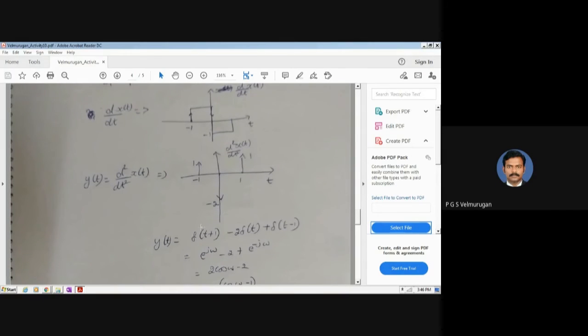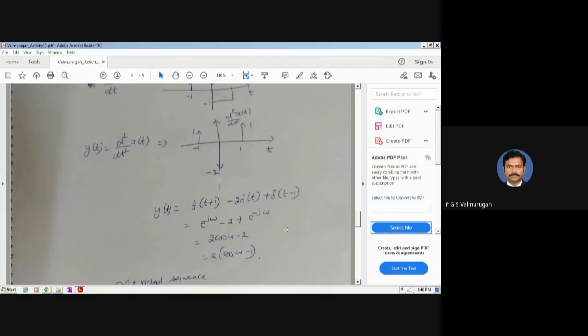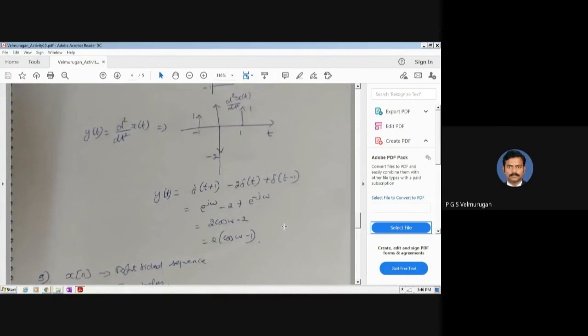So now we are trying to write it in terms of an expression: y of t is equal to del of t plus 1 minus 2 times del of t plus del of t minus 1. Now if we take the Fourier transform of this one, we will get an expression like this: 2 cos omega minus 1.